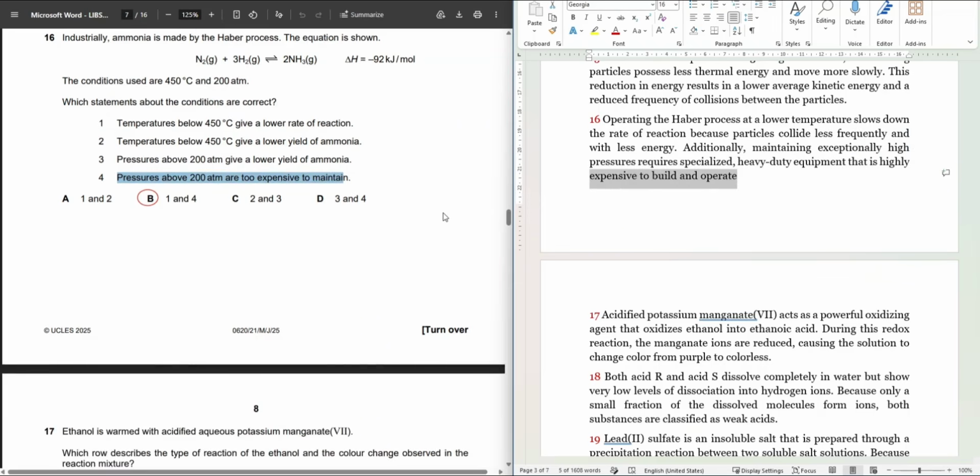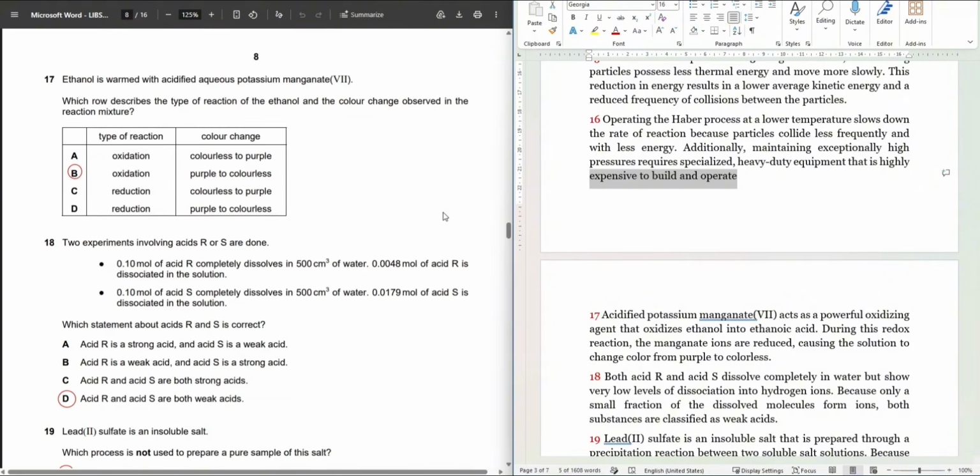All right, now let's move on to our next question. Question number 17. It says ethanol is warmed with acidified aqueous potassium manganate(VII). Which row describes the type of reaction of the ethanol and the color change observed in the reaction mixture? So we have been given a table again. For the first heading, we have type of reaction. For the second, we have color change.